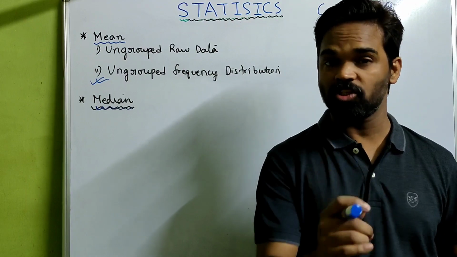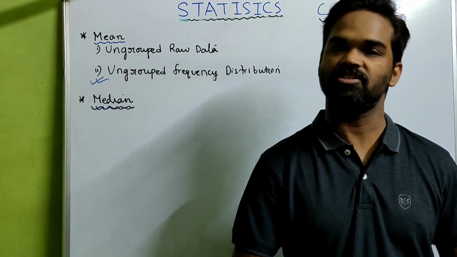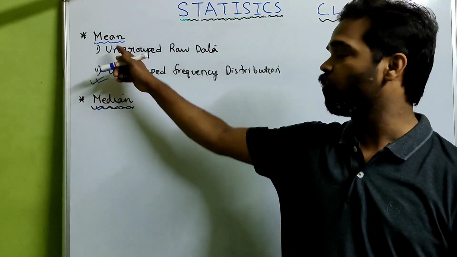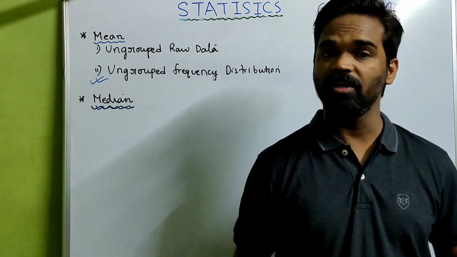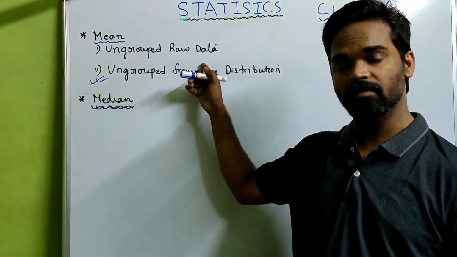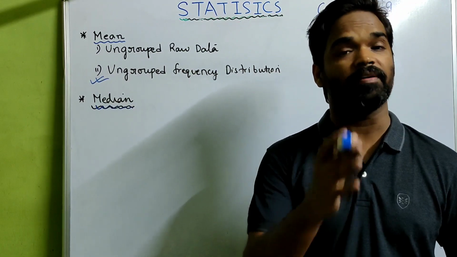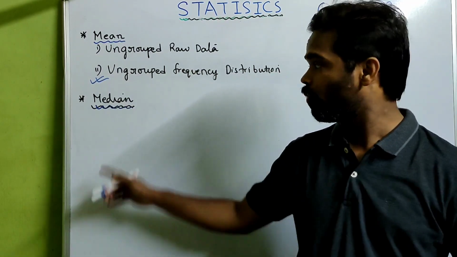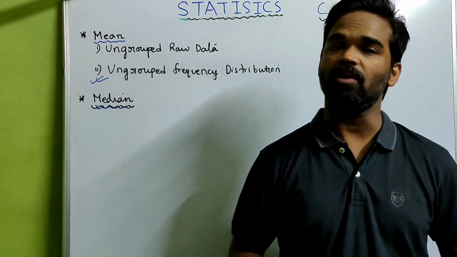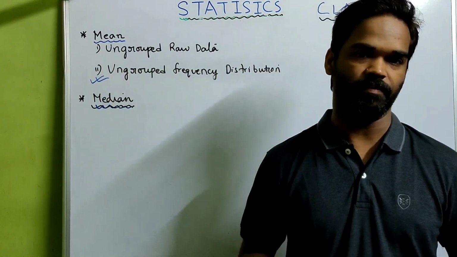Hi kids, so in this video we are going to discuss statistics from class 9. We'll discuss what is mean, how to calculate the mean of an ungrouped raw data, how to calculate the mean of ungrouped frequency distribution, what is median, and how to calculate median of ungrouped raw data.